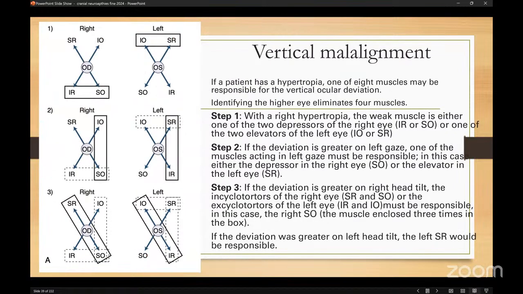So this is about vertical misalignment. Again, this is a very complicated thing to make somebody understand on the PPT. But you can see, you can just see 3 steps. Just forget about this. So if somebody has a right hypertropia, the weak muscle is either of the 2 depressors of the right eye, that is inferior rectus or superior oblique, or involvement of 2 elevators of the left eye.